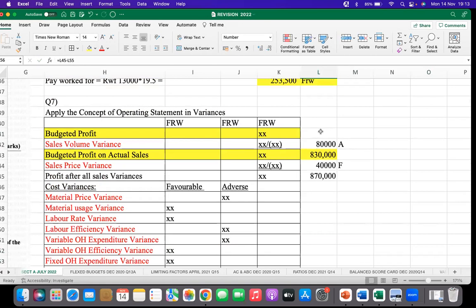But if you have been asked for budgeted profit, you work backwards. You take 830. Remember, adverse was being subtracted from budgeted profit, so you add it back. Why do you add it back? Look at what I'm trying to do. You are given 830, but 830 is a result of this plus minus that. So if we are working backwards, if adverse was being deducted, going back we add it. I hope you get the logic.